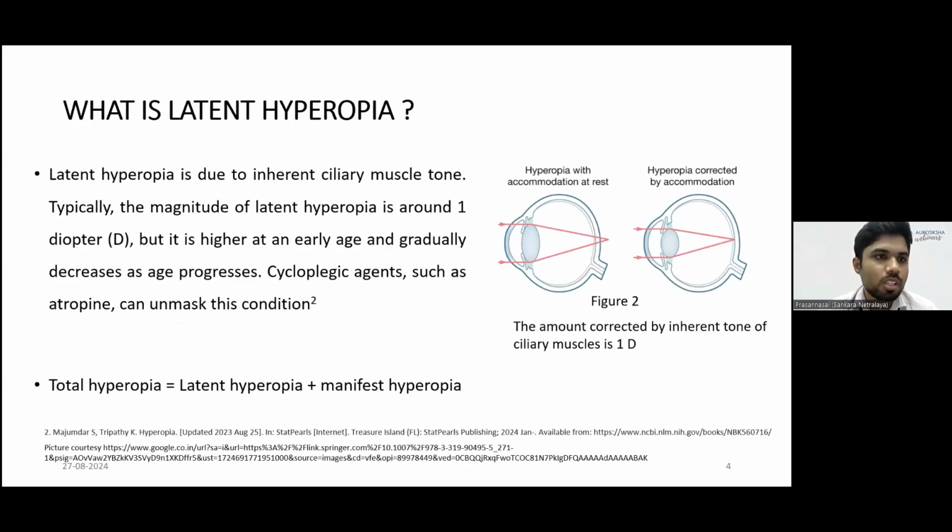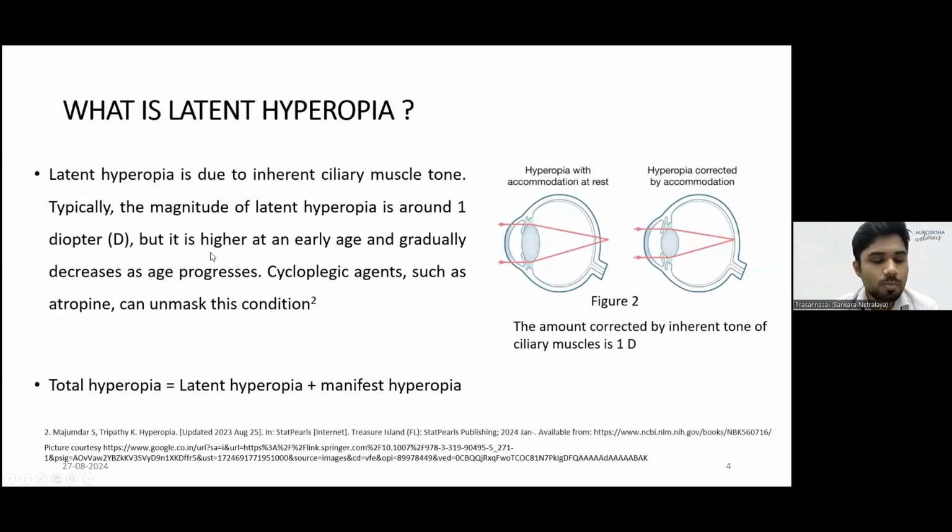Even when the patient is not accommodating, there will be some tone in the ciliary muscle. That tone is known as the inherent tone of the ciliary muscle, of up to 1 diopter. It varies according to age. For younger age, that tone will be greater, whereas as age increases, that tone will get reduced. This is known as latent hyperopia. So how can it be revealed? It can be revealed with the help of cycloplegic refraction.